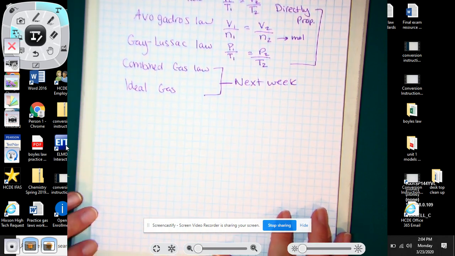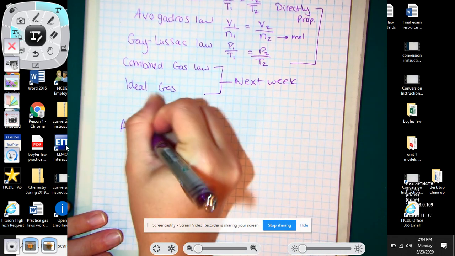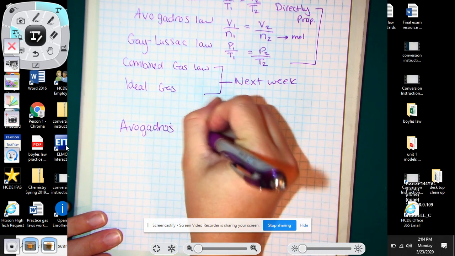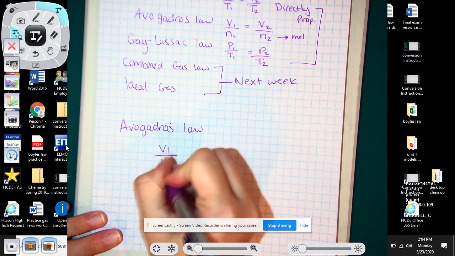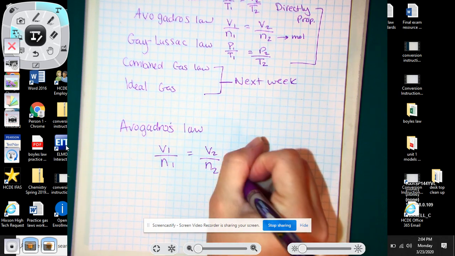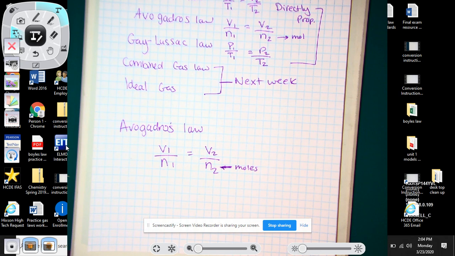When you're dealing with Avogadro's law, which is what we're doing in this video, to keep these videos from being too long, you've got V1 over N1 equals V2 over N2. Now remember, I said this was moles. So if they give you grams, you've got to do some converting. You have to convert from grams to moles, which most of you are rock stars at. You may need another supplementary video. If you need help with it, just message me and I can help you figure it out.